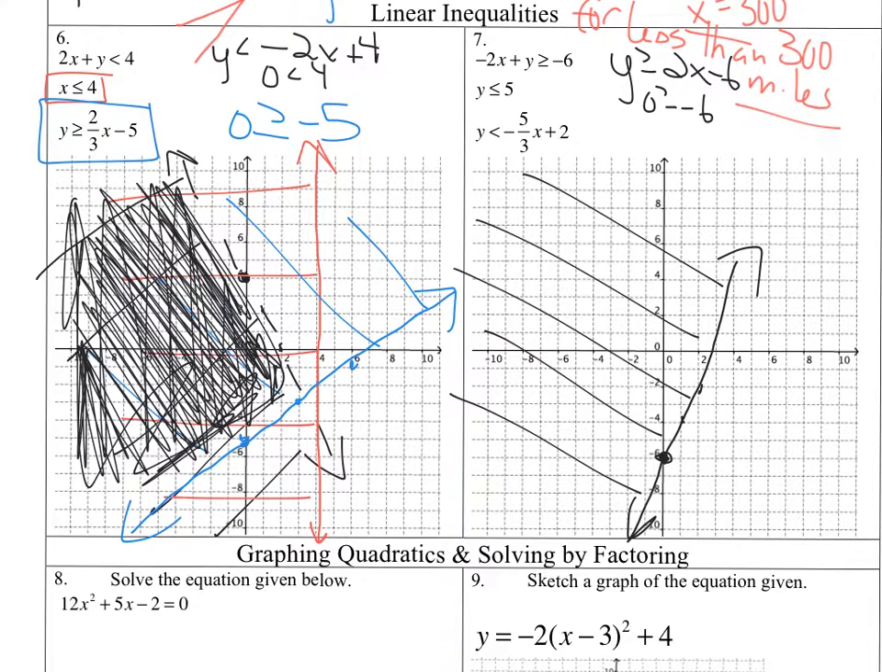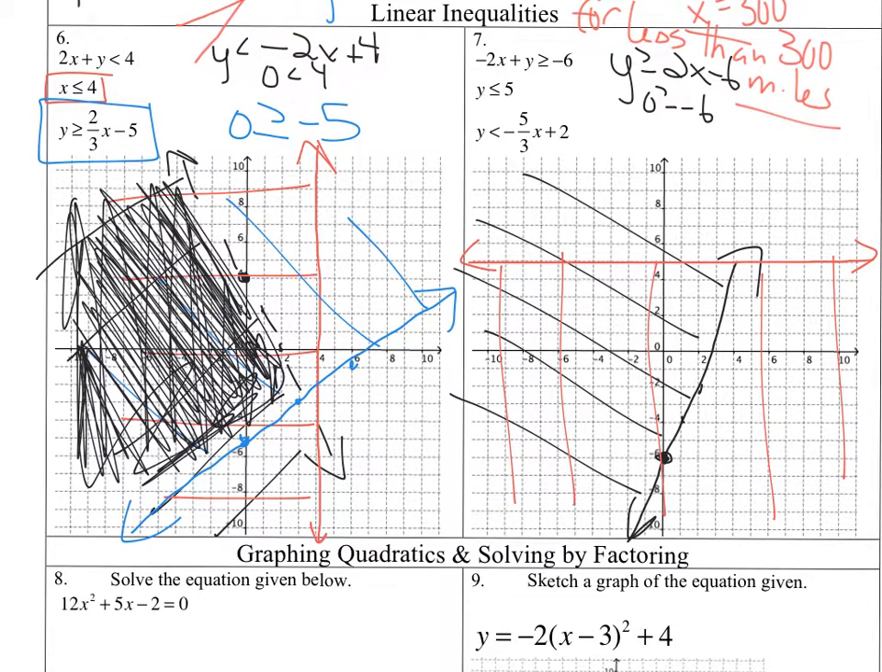Y is less than, less than or equal to 5, sorry. That's going to be a horizontal line. I made it solid because it says less than or equal to. And it says less than. So 0 is less than 5. So I go down.